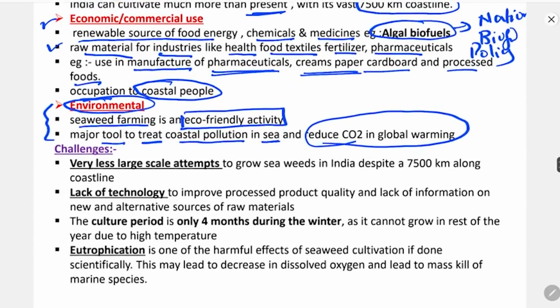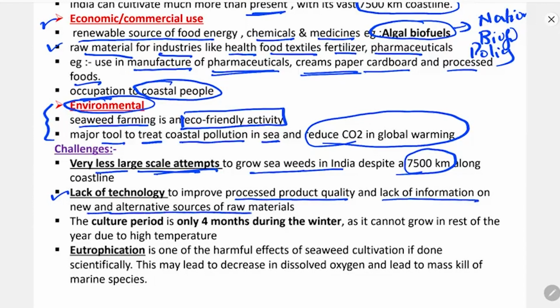Now what are the challenges? There are very few large scale attempts to grow seaweeds in India, despite a 7,500 kilometer coastline. We have a big coastline, but the attempts are very few. There is a lack of technology to improve processed product quality, and a lack of information on new and alternative sources of raw materials. Also, the culture period is only 4 months, because it is during the winter; it cannot grow in the rest of the year due to high temperature. Seaweed farming is mostly limited to the winter.